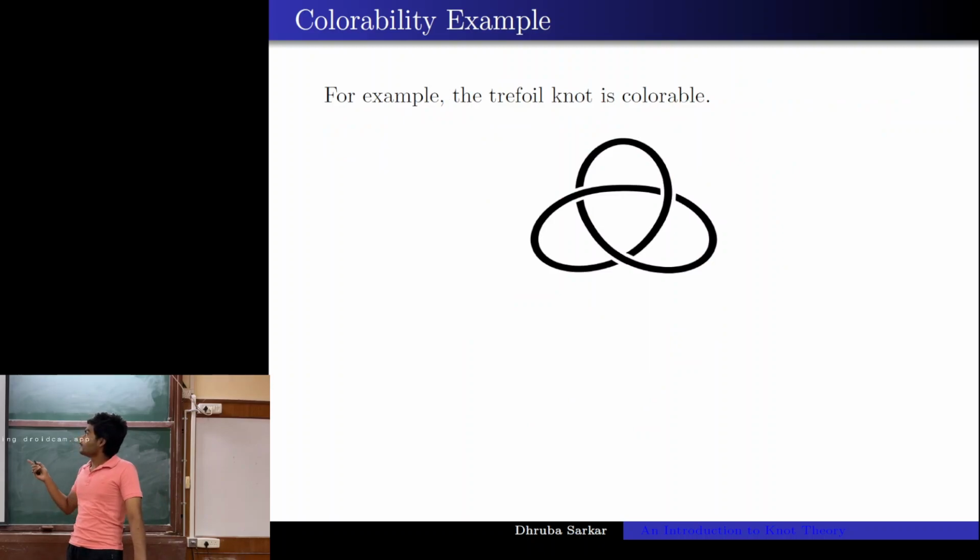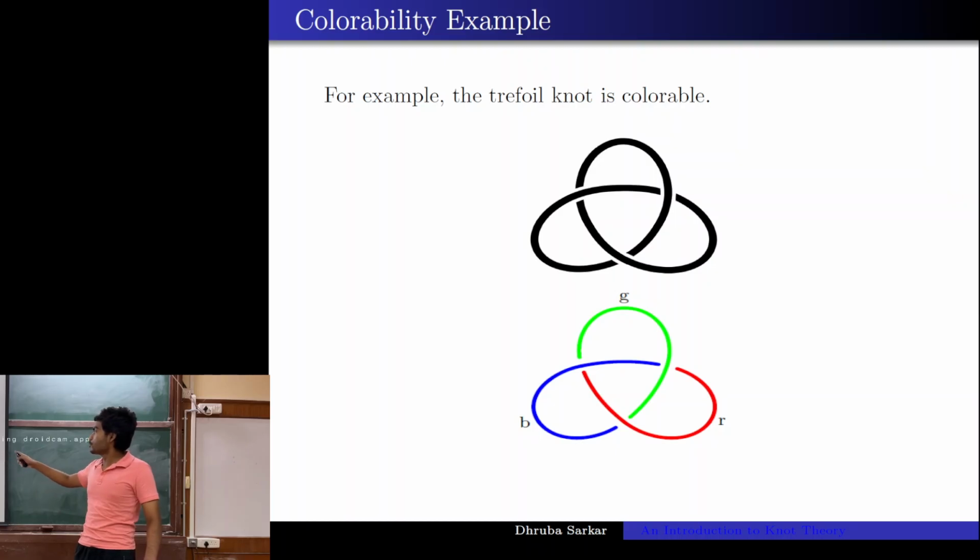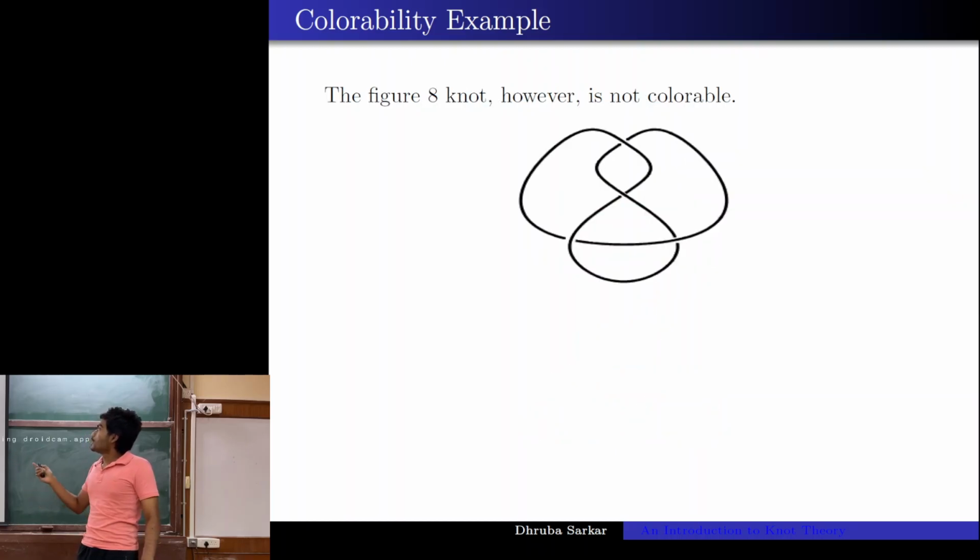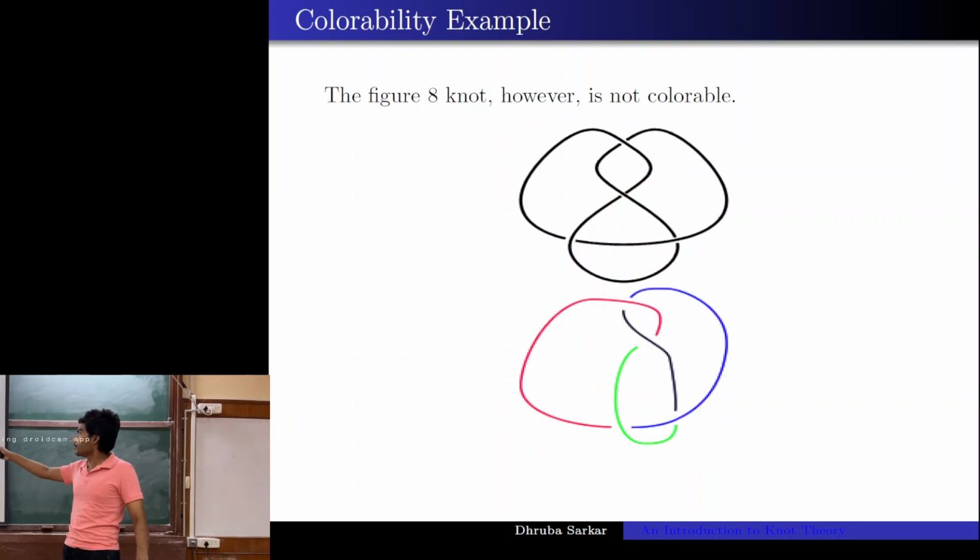So for example, the trefoil knot is colorable. As you can see, this is one way we can color the trefoil knot. But the figure eight knot, however, is not colorable. If we color it like this, or even in a different way, we cannot color it properly such that it satisfies both axioms. Therefore, we can say that the trefoil knot and the figure eight knot are different from each other, not equivalent to each other.